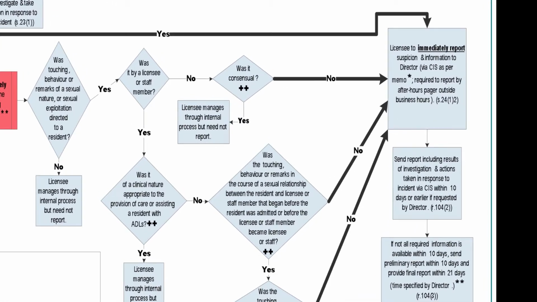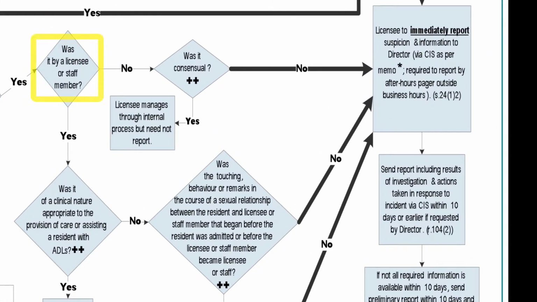So let's go back to the whodunit column. Was it by a licensee or staff member? The answer is no. So in other words, it's resident to resident contact. Was it consensual? Notice this chart does not say it makes any difference about the cognitive awareness of people. So if the person doing it is cognitively impaired, it is still reportable to us. It is still reportable to the police.